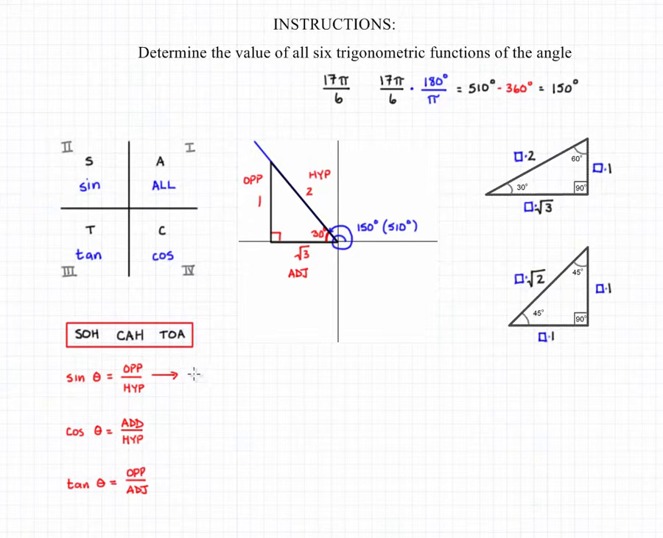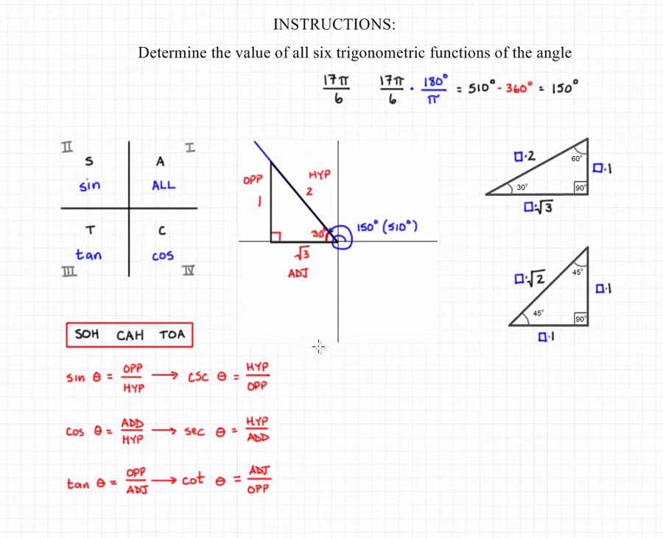And for each of these trig functions, we have a reciprocal trig function. So the cosecant of theta is the reciprocal of sine, the hypotenuse over the opposite side. The secant of theta is going to be the reciprocal of cosine, the hypotenuse over the adjacent side. And cotangent of theta is going to be the reciprocal of tangent, which is going to be the adjacent over the opposite side.